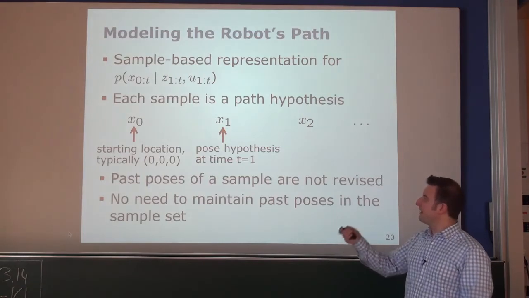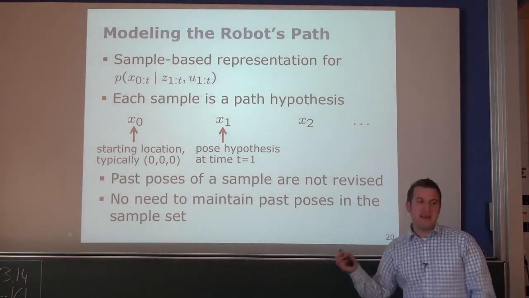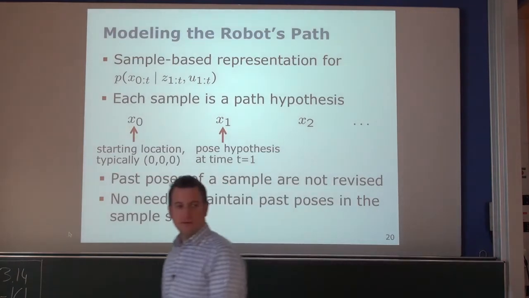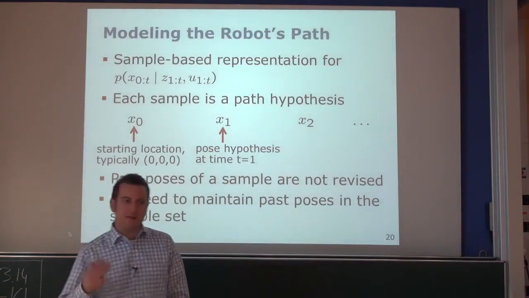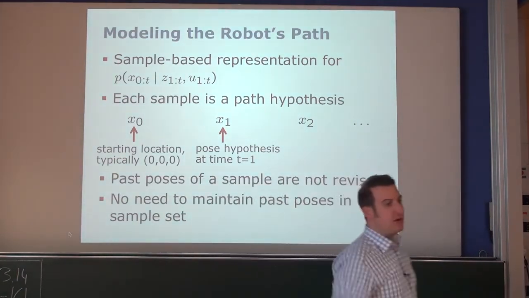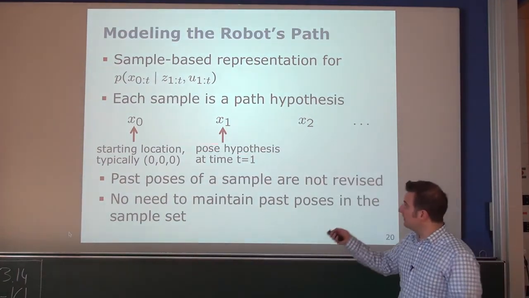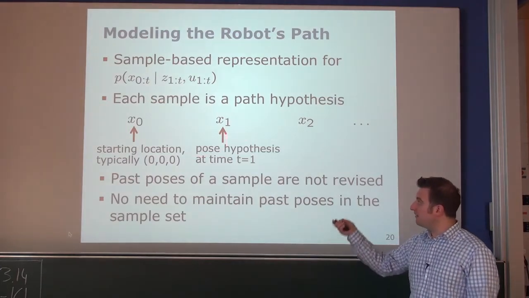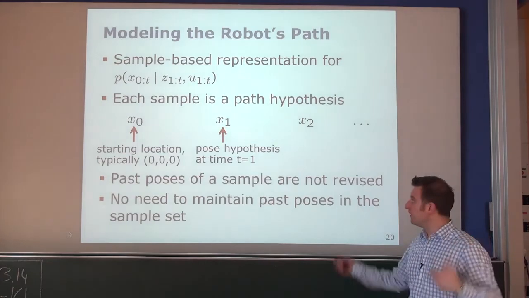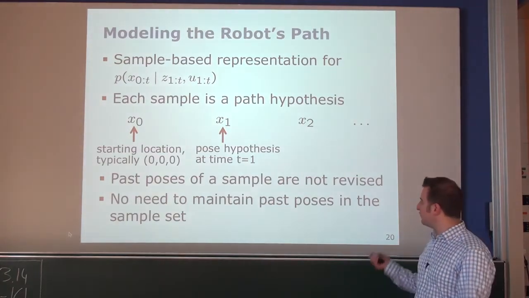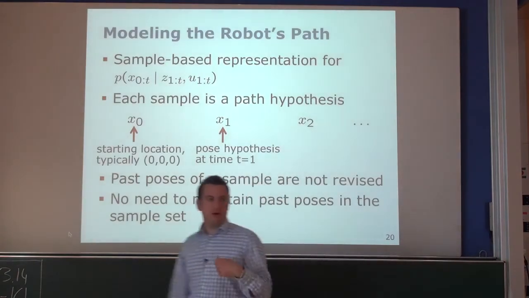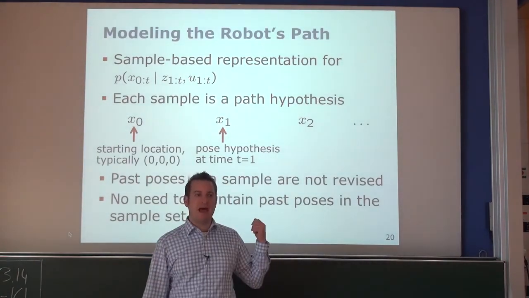So as a result of that, in practice, I don't actually need the past trajectory of the robot, because I build a map on the fly. I'm only interested in the next pose. So I do not actually need to maintain the previous positions where the robot was in my sampled belief. So in the sample set, I only represent the current pose of the robot, because the past is not revised.